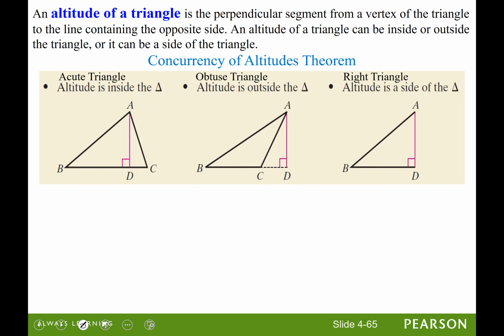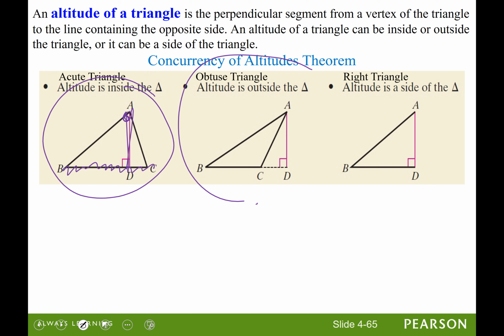Let's take a look. So here we have an acute triangle, and you can see that if this right here is our base, then that is our altitude. It's the height of it. It's like if you took a tape measure and you walked up to that triangle and you measured it, you would measure to the top point and straight down.